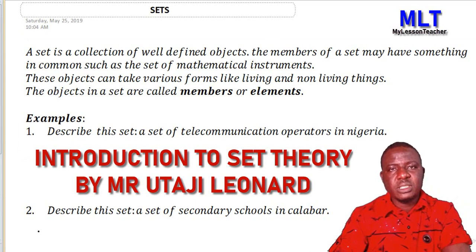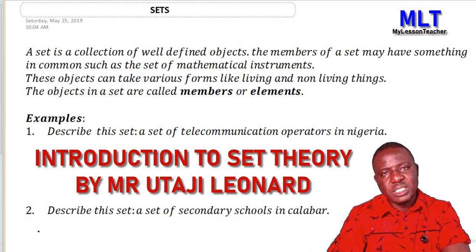What is a set? A set is a collection of well-defined objects. When we say well-defined objects, it means these objects have specific characteristics that differentiate them from other objects or items. And the members of this set may have something in common, something that they share in common but differs in other elements which are not members or elements of that set.